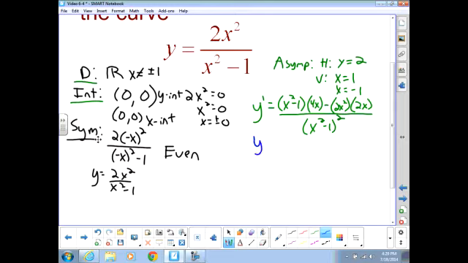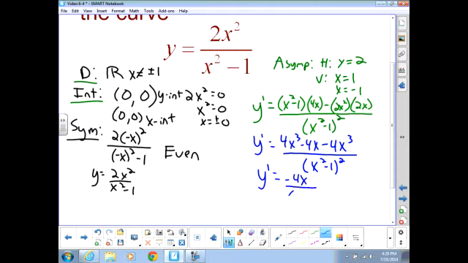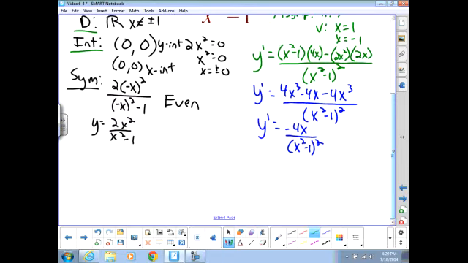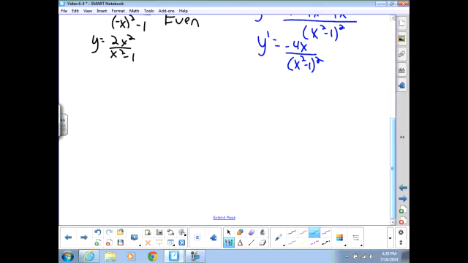If we neaten this up, we'll get 4x cubed minus 4x. Before the minus, we'll have a positive 4x cubed. So that will end up becoming a negative 4x cubed all over x squared minus 1 squared. And then when we neaten it up further, it'll just be negative 4x over x squared minus 1 squared. So we will use this to do our increase-decrease test.